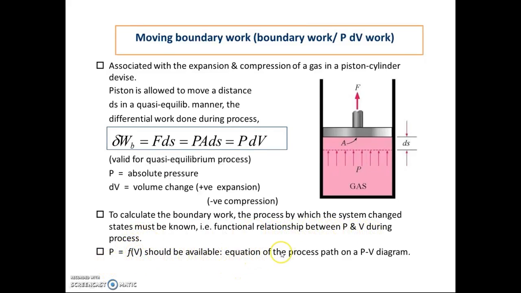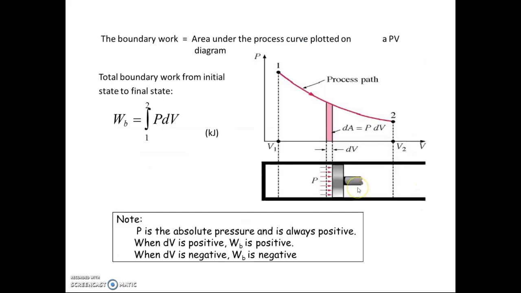So what is the equation of the process path on a PV diagram? How do we relate that? The boundary work is actually the area under the process curve plotted on a PV diagram. Here is the piston, and expansion occurs here. This is your dV, the change of volume. This is also dA, where dA equals P dV.